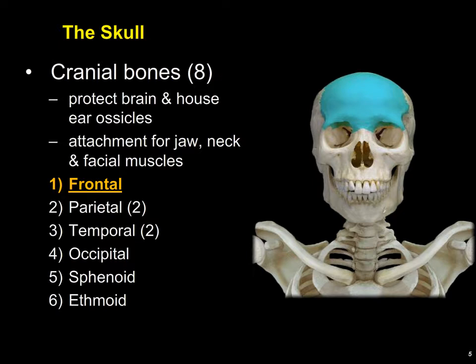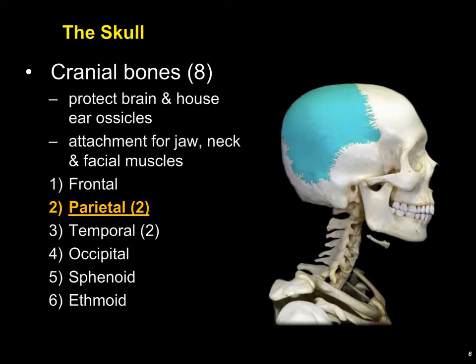And the main function of the frontal is to protect the front of the brain, the frontal lobe, where the personality is located, and also reasoning. And it's also a very important attachment site for some of the jaw and neck muscles. For example, the temporalis muscle has a slight attachment to the frontal bones and also to the parietal bones.